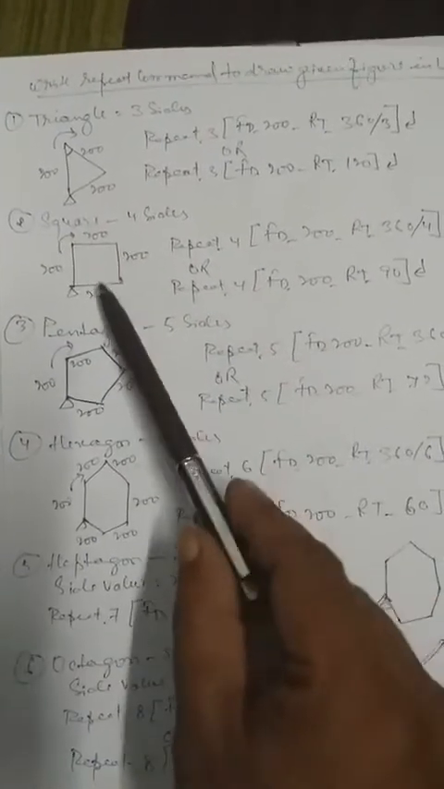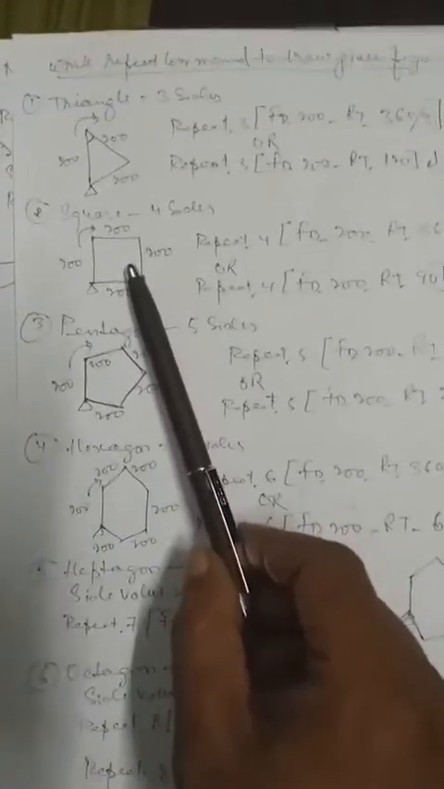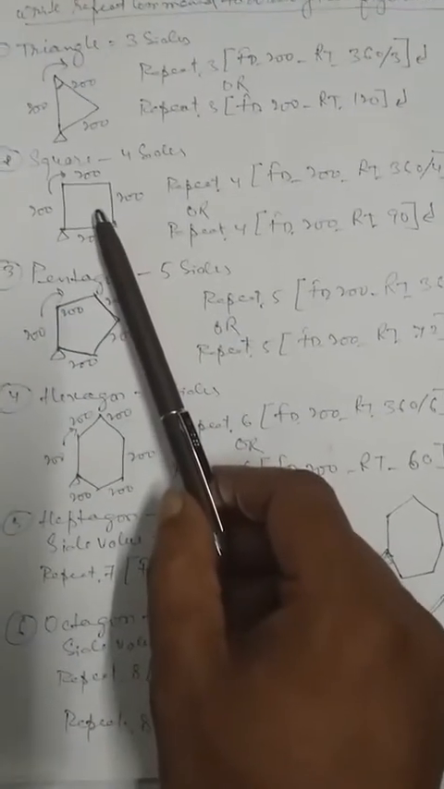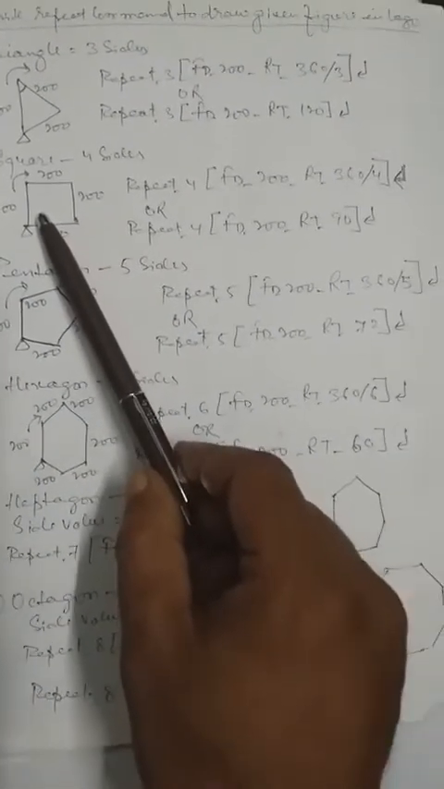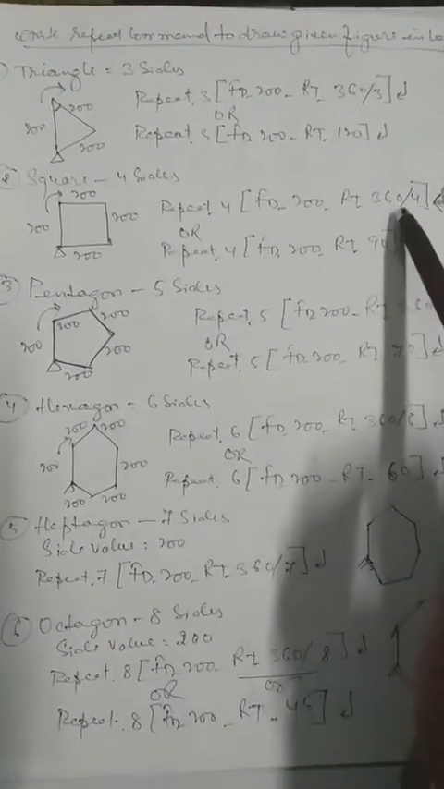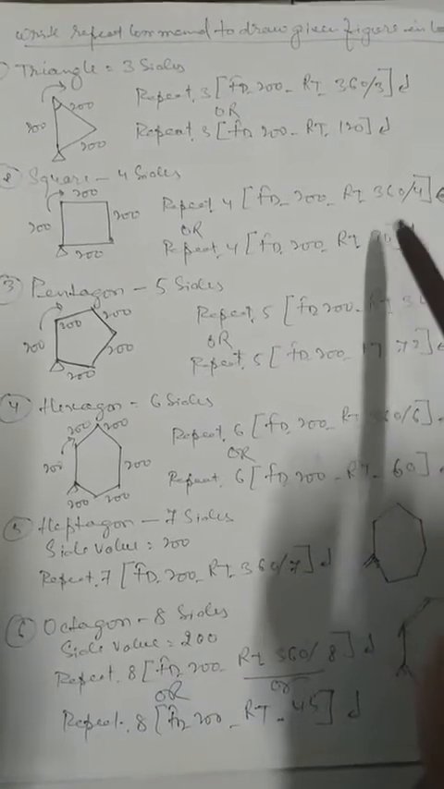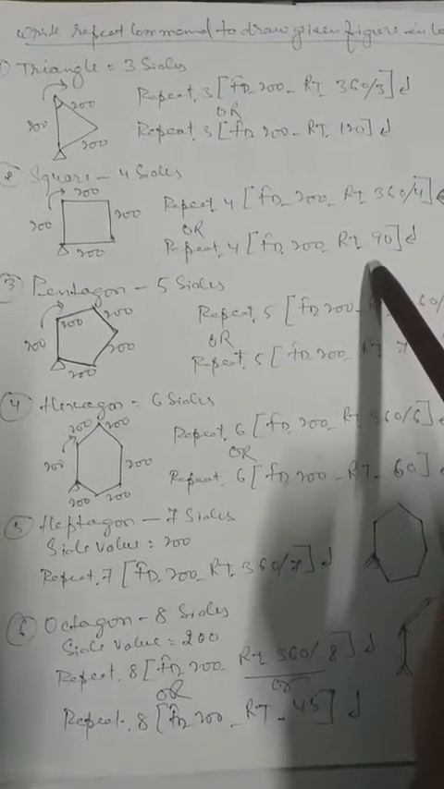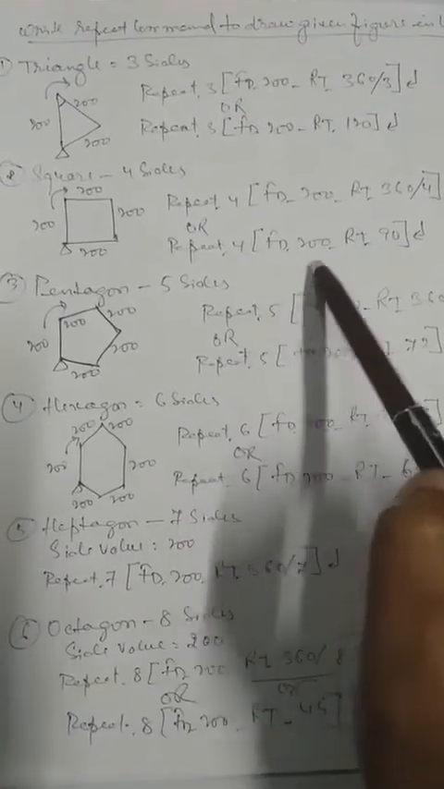There are 4 sides, all are equal. The repeat command we can use in that figure only where all sides are equal. So here you can see all 4 sides are equal. So I wrote repeat 4 FD 200 RT, full round divided by 4, that is 360 by 4. Division will give you 90. So you can write repeat 4 FD 200 RT 90 also.